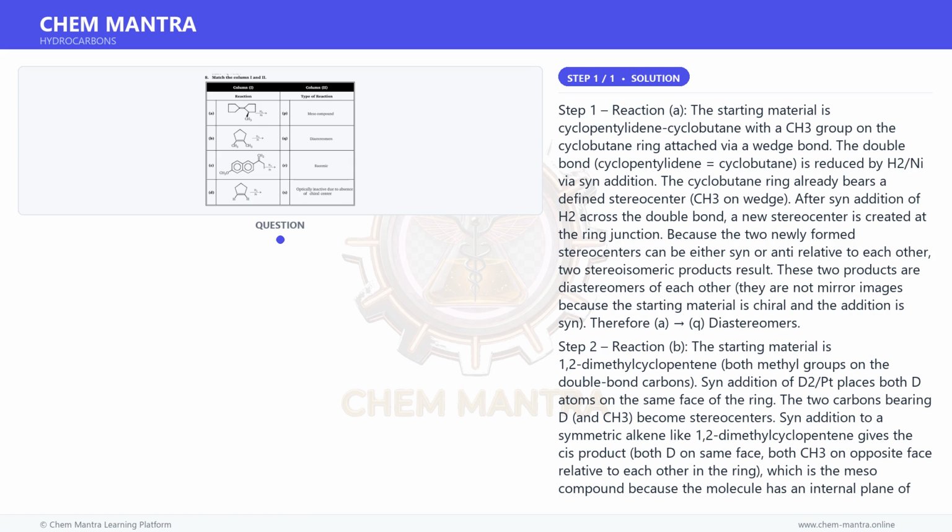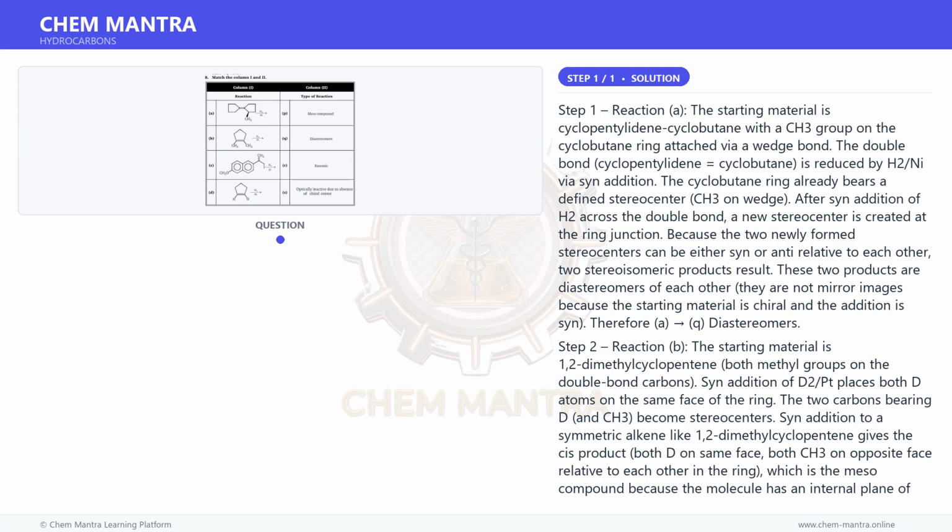The product has no chiral center at all. Therefore, the product is optically inactive due to absence of a chiral center. Therefore, D → S. Summary: A → Q, B → P, C → R, D → S.